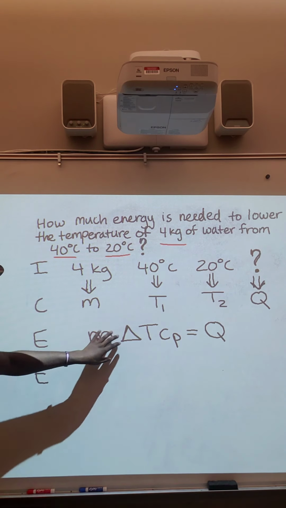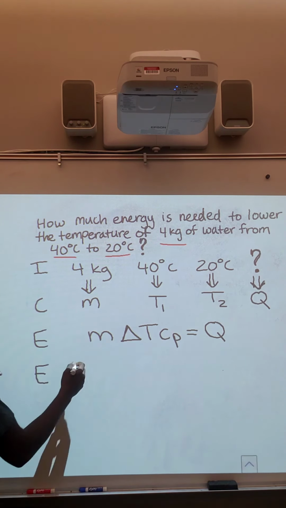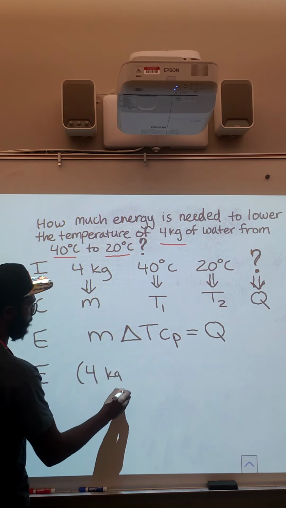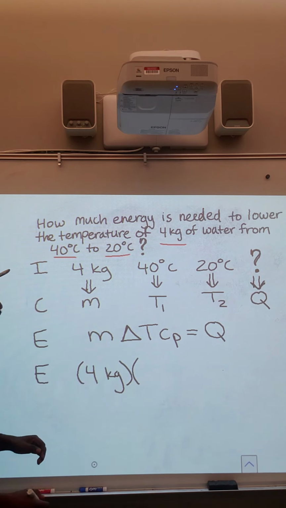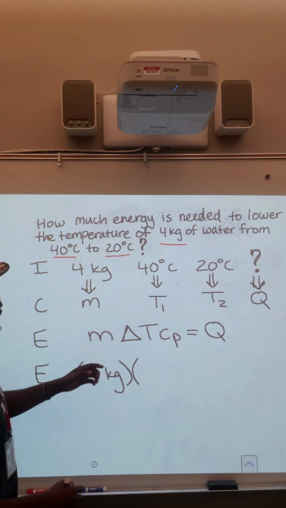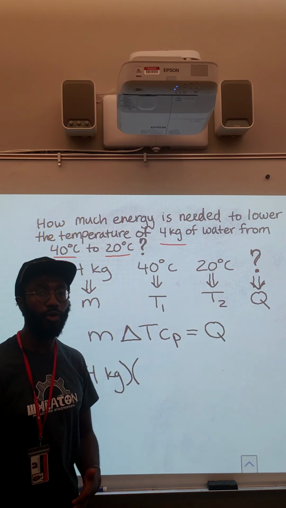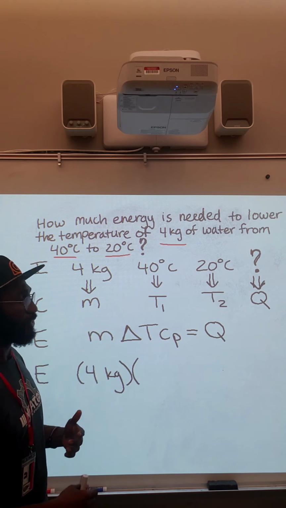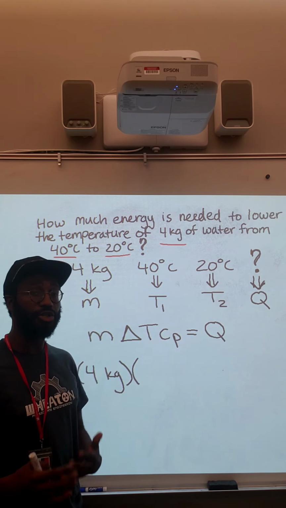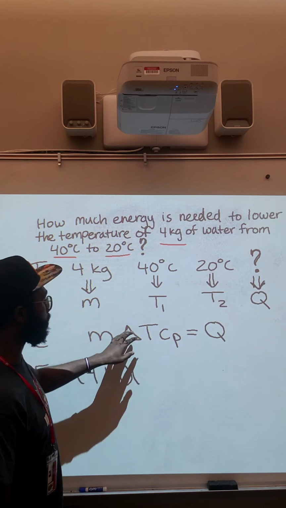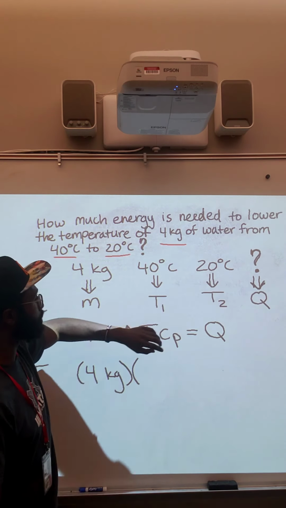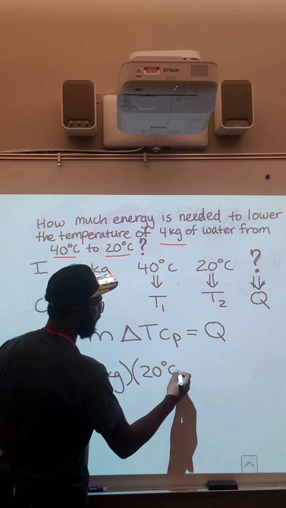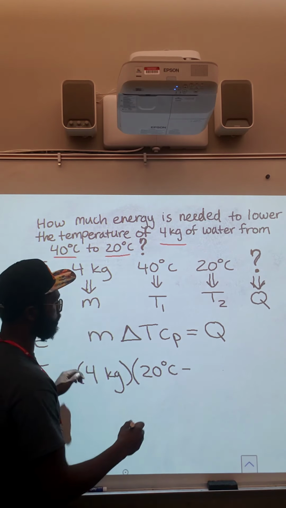Now let's go ahead and plug in our measurements so we can solve this problem. So our mass, which is given, we said it was 4 kilograms. Our change in temperature is going to be T2 minus T1. Anytime you see delta T, that can be rewritten as T2 minus T1. So we're going to write delta T here by plugging in our numbers. Now our T2 is 20 degrees Celsius, so that's going to be T2 minus T1, which is 40 degrees Celsius.